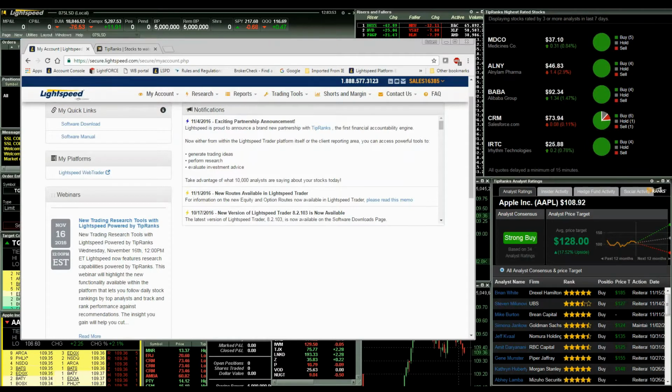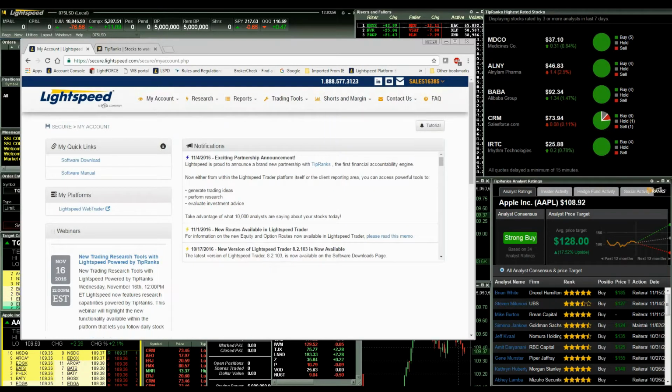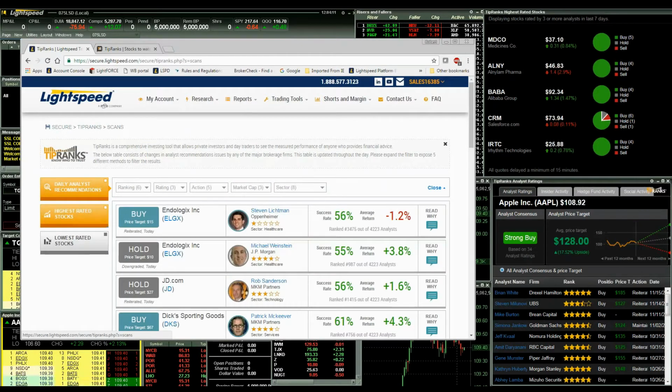So this would be the Lightspeed Client Center when you log in through the Lightspeed website. You initially have your overview and you can go into your account and view your reports, but you can also see we have a new tool here for research. Once I go into the research tab, I can then begin my analysis using TipRanks, and we go through some of the different tabs here.